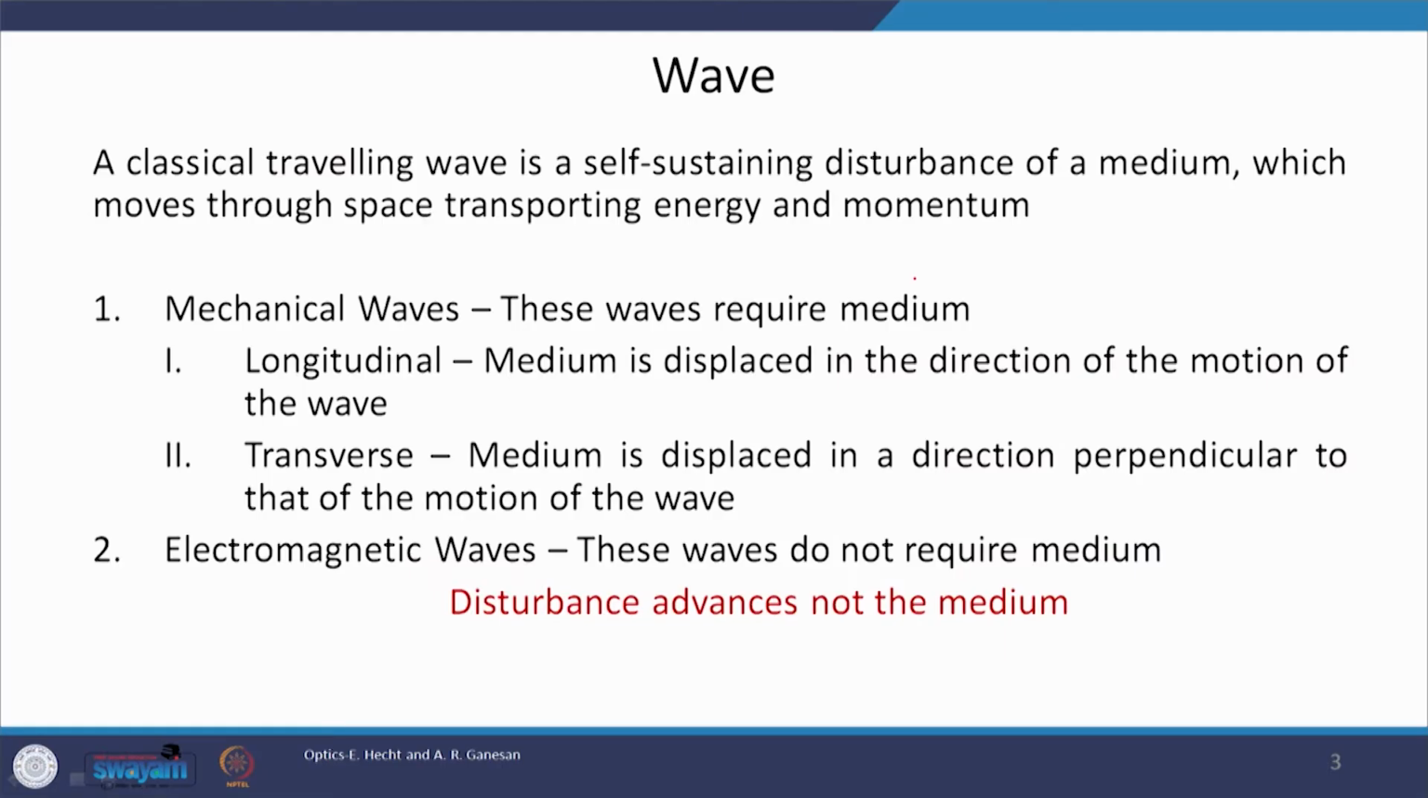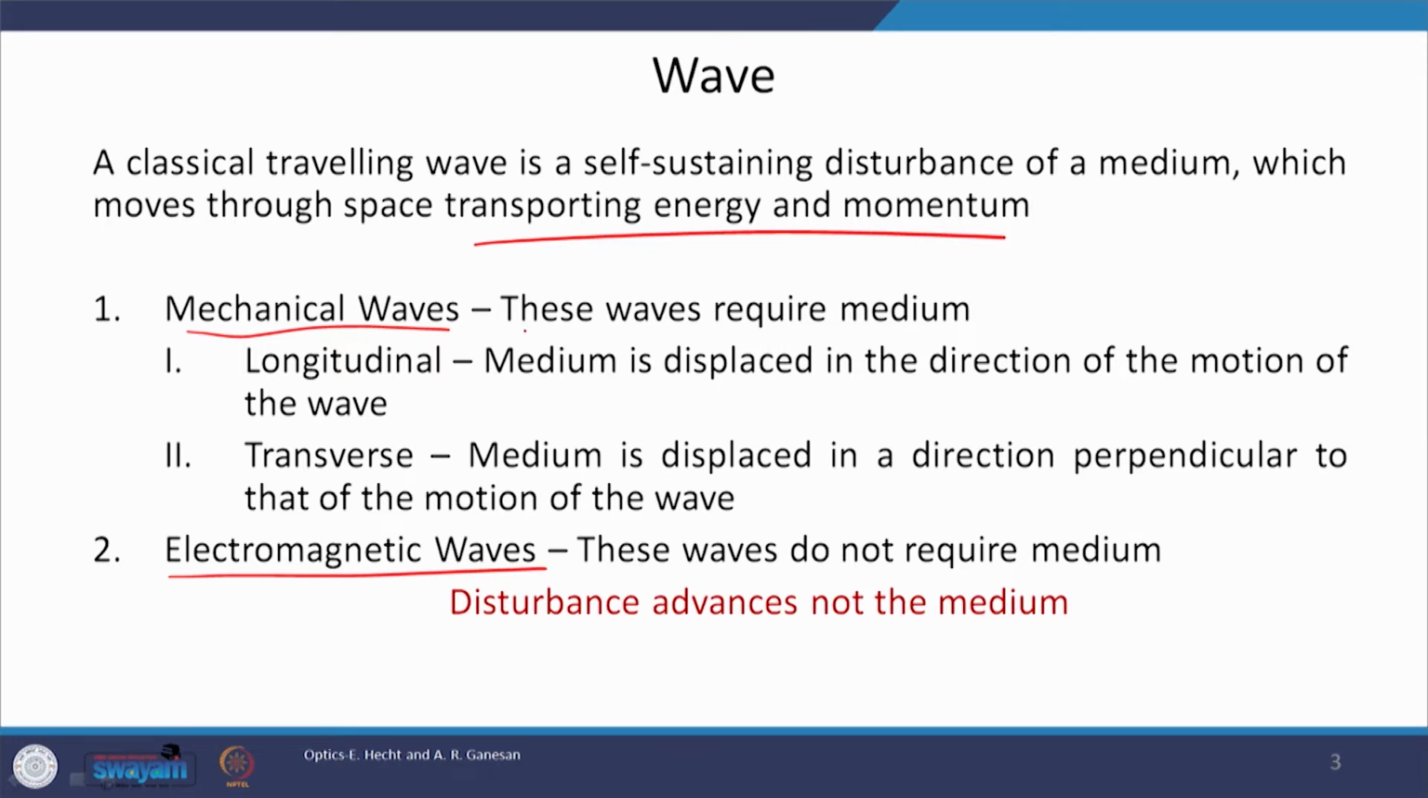But formally, if you want to bind these words in the best possible way, it would be like this. A classical travelling wave is a self-sustaining disturbance of a medium which moves through space, transporting energy and momentum. Now, these waves are of two types. The first one is mechanical wave. Sound is the best example of the mechanical wave, and second is electromagnetic waves, where our visible light falls.